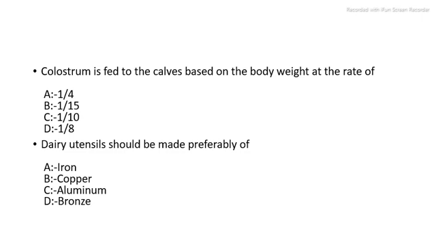Next question, dairy utensils should be made preferably of option A iron, option B copper, option C aluminium, option D bronze. So the correct answer is aluminium. So all the dairy utensils should be made preferably of aluminium.